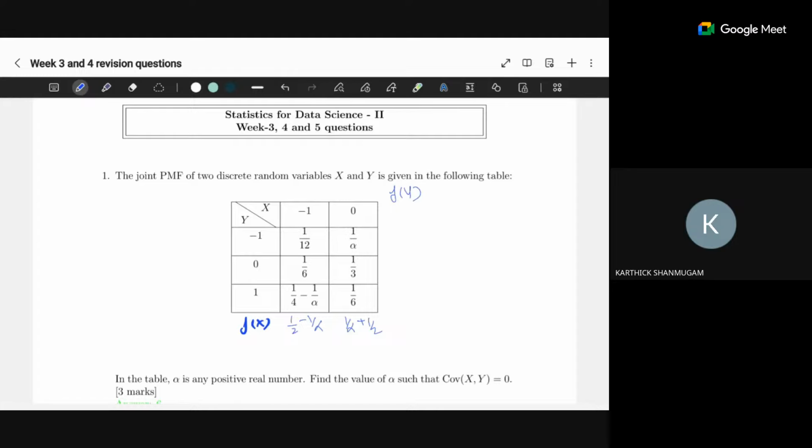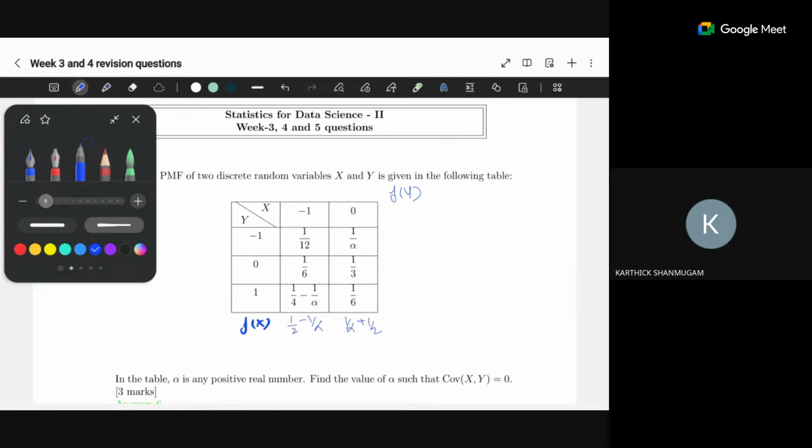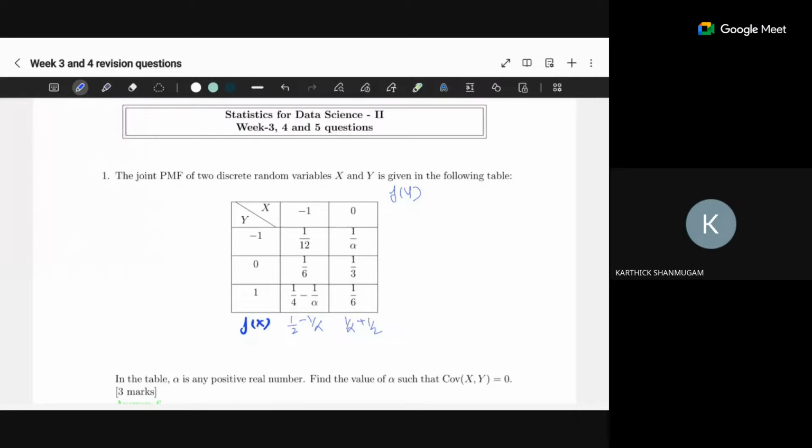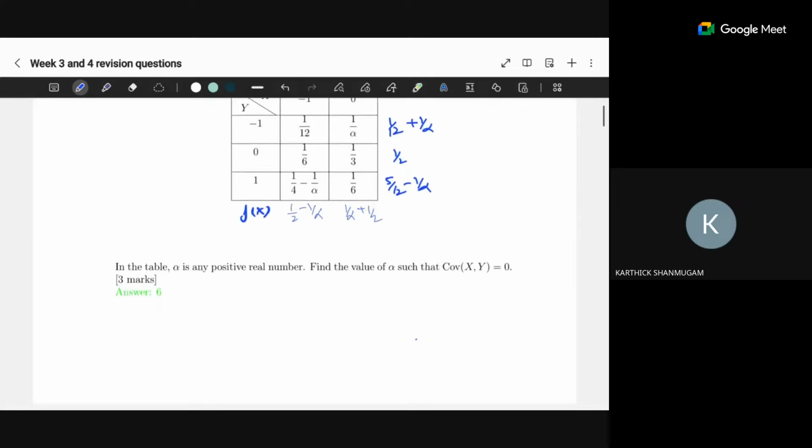And what is my fy? 1 by 12 plus 1 by alpha. This is 1 by 12, and this is 1 by 2, and this is 1 by 4, 1 by 6. This is 5 by 12 minus 1 by alpha. So I've got the marginal distributions, right?